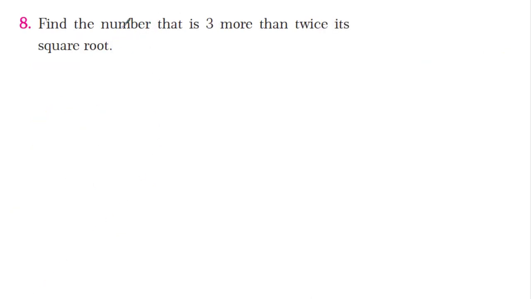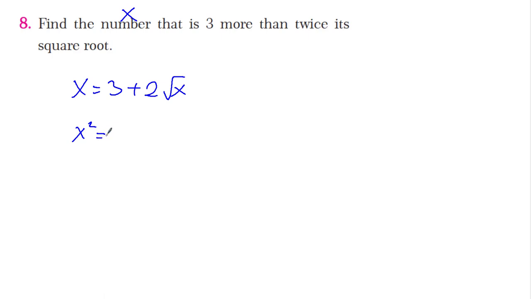Find a number. So there is a number that we don't know. Let's label it x. That is 3 more than twice its root. So the number x is 3 more than twice its root. Well, if you just square here, you'll see that you will get again a root, because you're not squaring each term one by one, you're squaring them side by side.